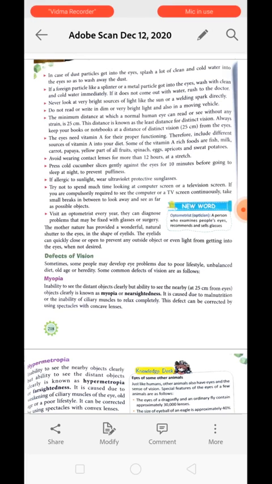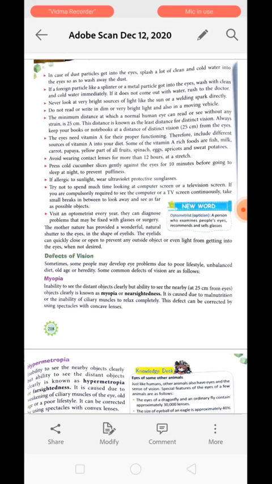Okay, now next, if you have allergy to sunlight, wear ultraviolet protection sunglasses. Try not to spend too much time looking at the computer screen or television. If it is a compulsory requirement to see the computer or television screen continuously, then take small breaks in between to look away or to see faraway objects as much as possible. Next, visit an optometrist every year. They can diagnose problems that may be fixed with glasses or surgery.